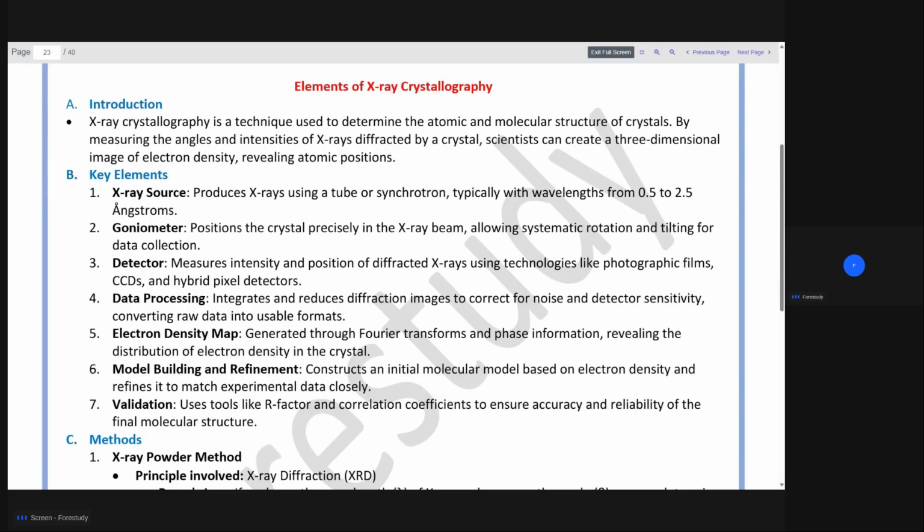Hello guys, this is class 7 of the mineralogy class, and we are going to go over the X-ray crystallography topic. First is the elements of X-ray crystallography. X-ray crystallography is a technique. It's just like how we do X-ray in medical terms.